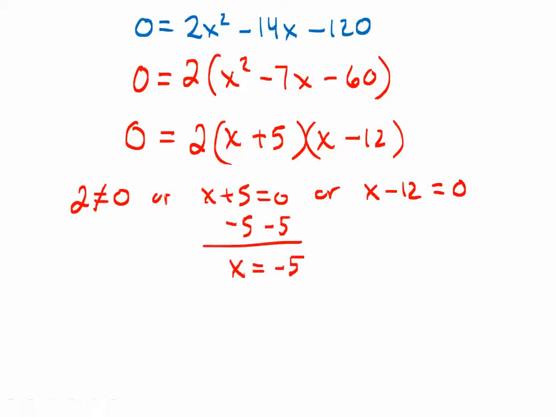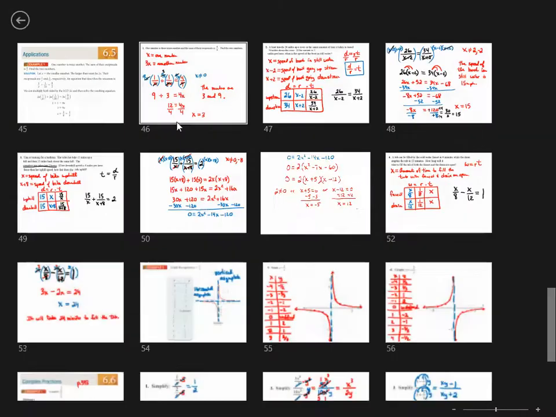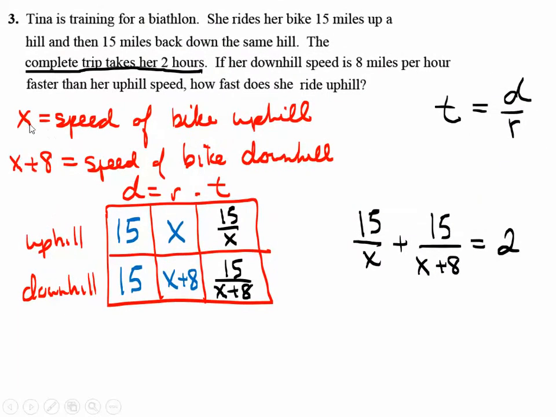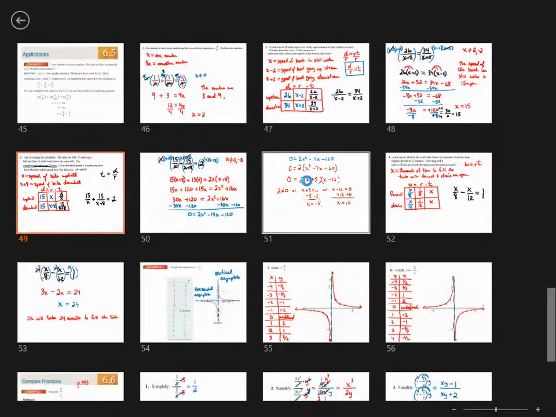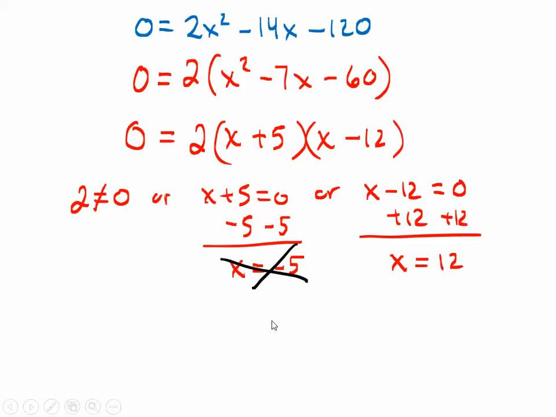All right, x is equal to negative 5, and x is equal to 12. Okay, as we look at this here, does x equals negative 5 make sense? Everybody says yes. All right, we'll see. Let's go back to the word problem. What does x mean? x is the speed of the bike uphill. Does it make sense that the bike is going at negative 5 miles an hour? No. So we're going to say that is not making sense. What if you're pedaling backwards? You're still pedaling. You're still going a distance.